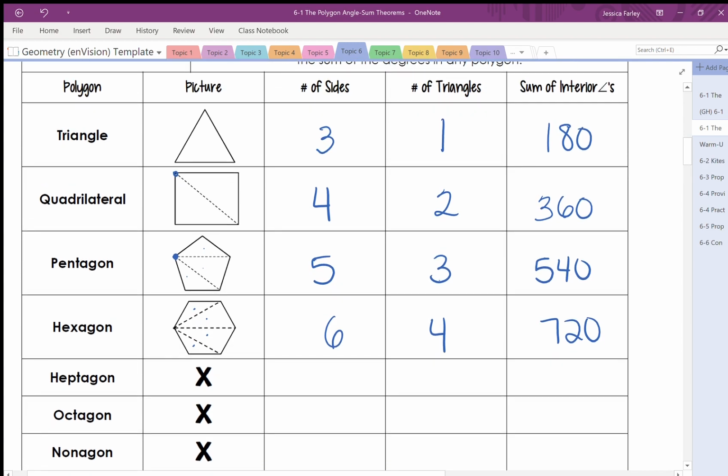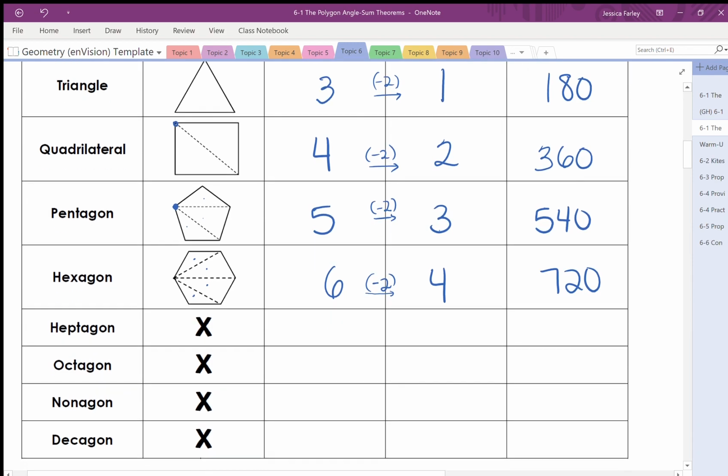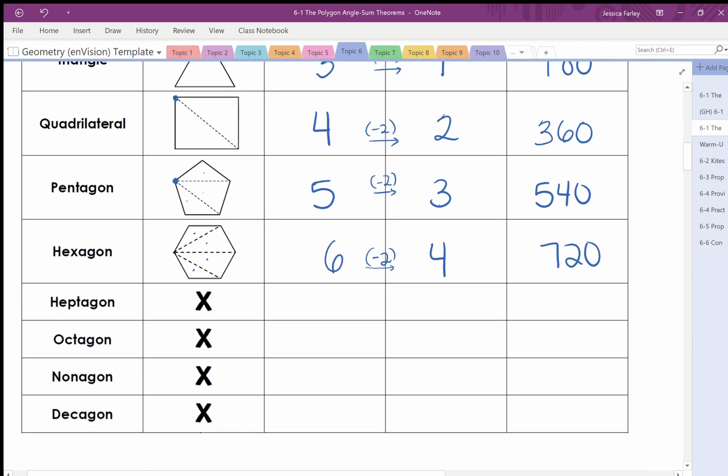So do you notice a pattern? We compare the number of sides to the number of triangles that can be drawn. So if we go from 6 to 4, or 5 to 3, or 4 to 2, it's minus 2. So I'm going to write that in here. And the number of triangles times 180 gives us the sum of the interior angles of any polygon.